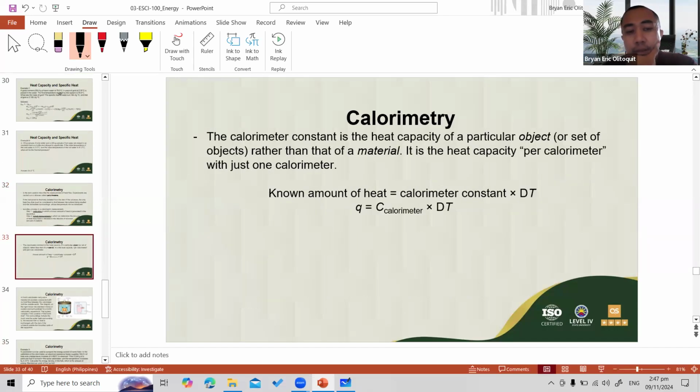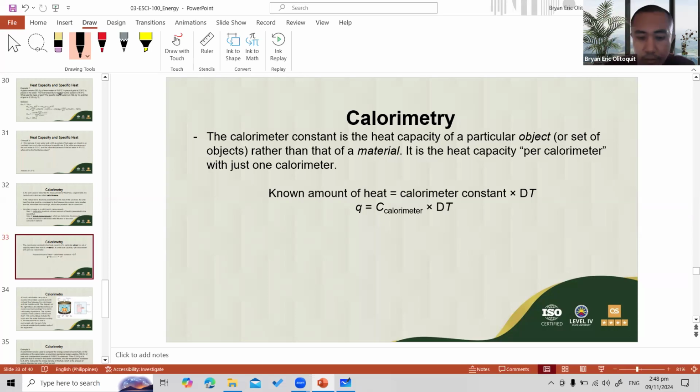So the calorimeter constant is the heat capacity of a particular object or set of objects rather than that of a material. It is the heat capacity per calorimeter with just one calorimeter. Ibig sabihin, if you observe yung mga last na specific heats natin, specific siya sa material. For example, specific heat of water, specific heat of gold, of aluminum, of iron, no? Yung specific heat mismo ng material yung inaalam natin. But dito sa calorimetry, yung calorimeter constant, siya yung specific heat ng mismong calorimeter.